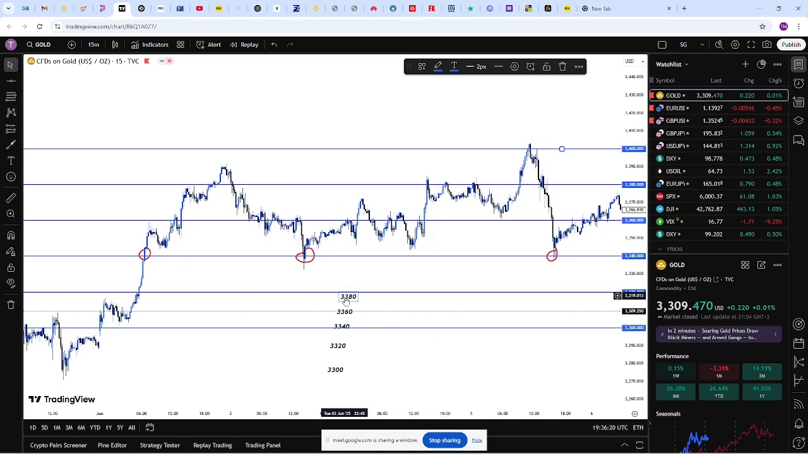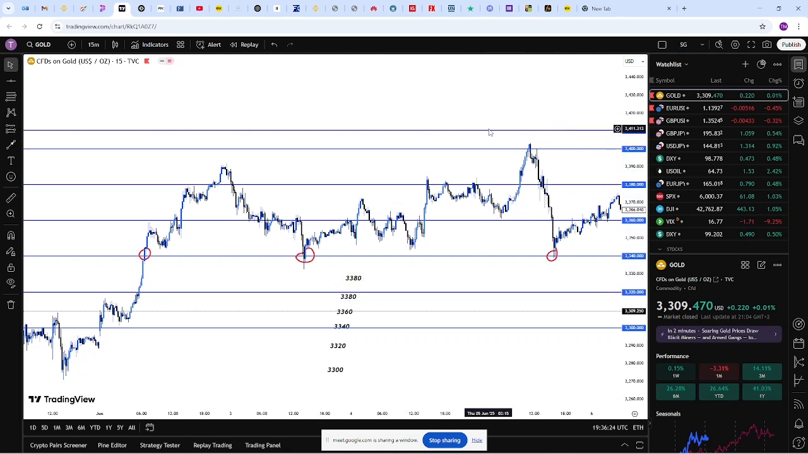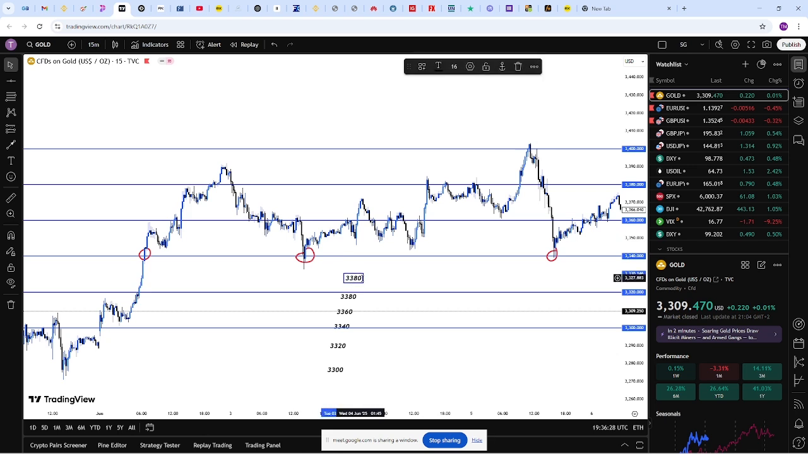What we have done right now is what we call psychological lines. They are called psychological lines, which help us to identify support and resistance as we move on.